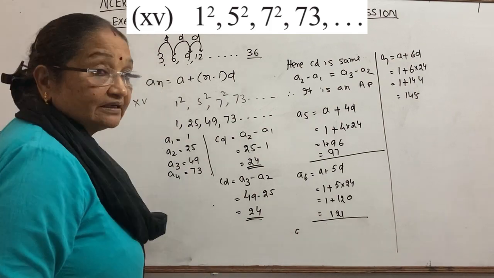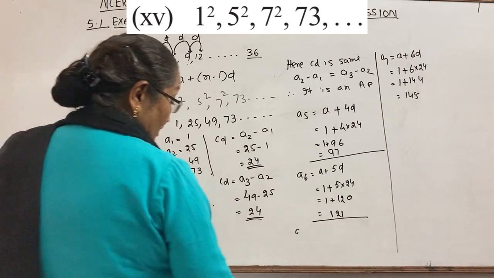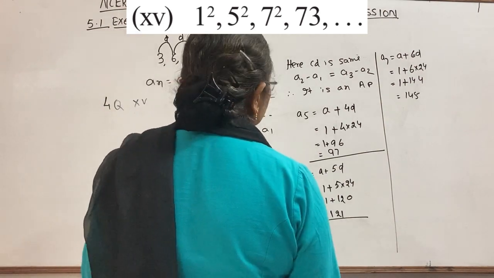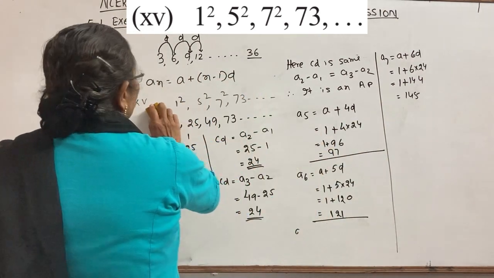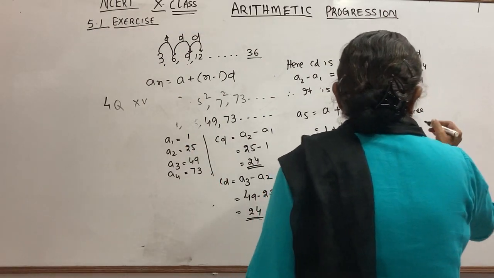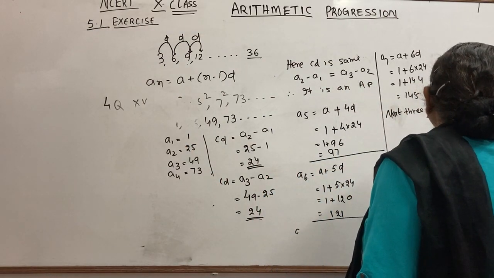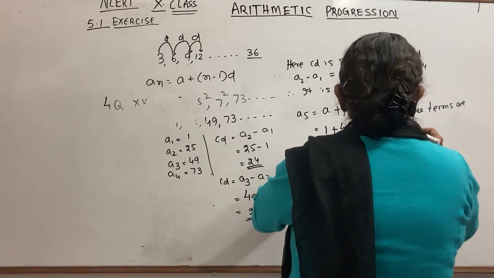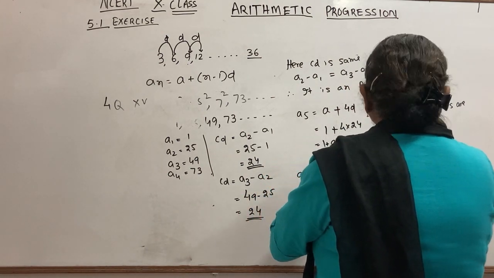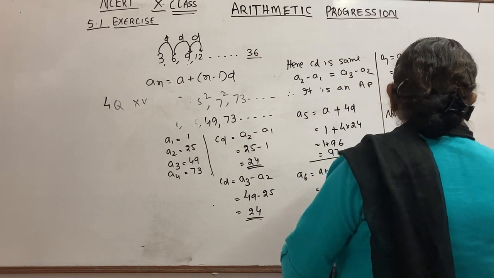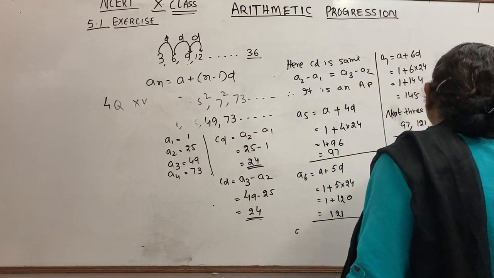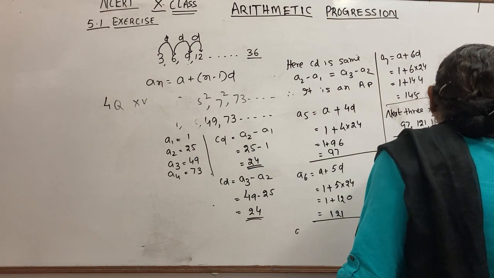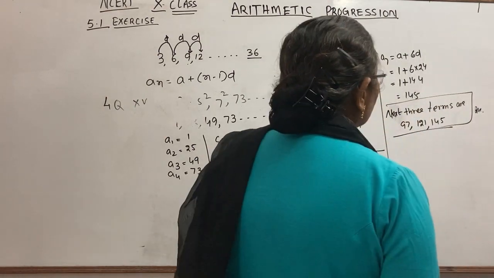So this way also you can get it. This is a quick method. If it is a 1 mark question or time is running out, then you can finish it this way. But this is the way you will do it. Next 3 terms. The terms are, first is A5 is 97, then 121, then 145 is the answer. Okay. Right.